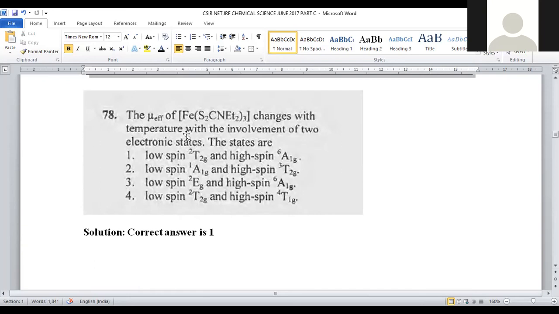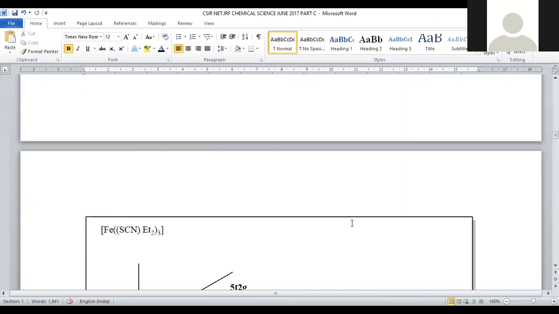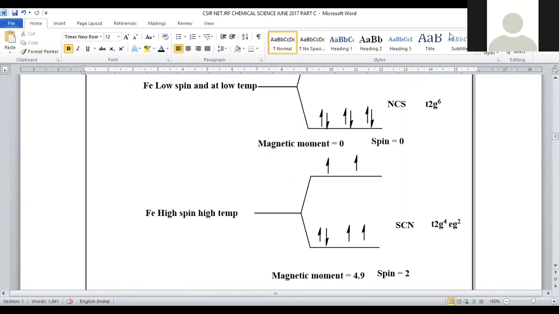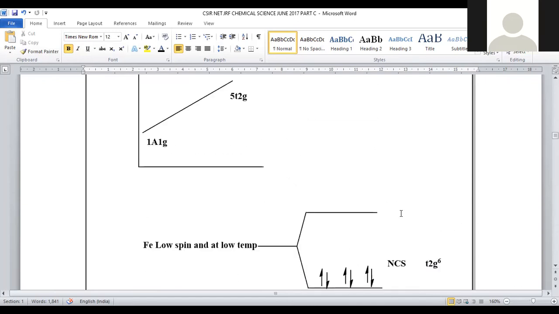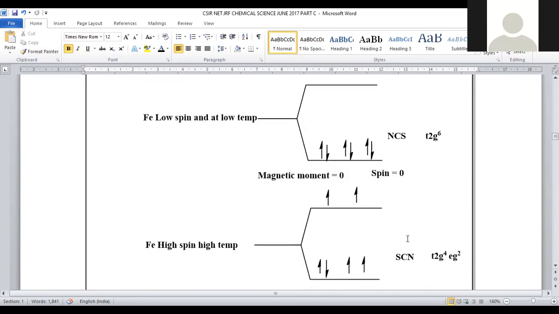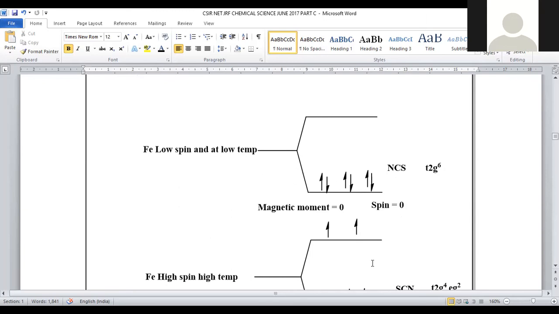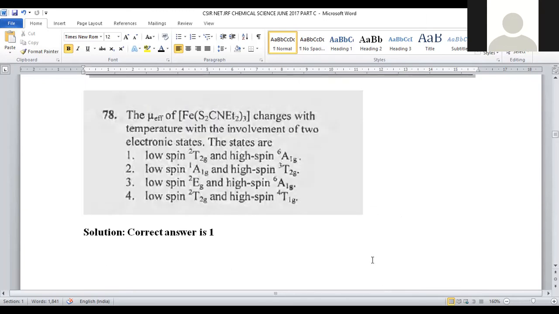They are asking why that kind of change is observed. What is the reason for the change in mu effective values here? Here, 2 factors are there. One is a temperature dependent factor. Second is a ligand linkage factor. Ligand linkage factor in the sense that here we have 2 ligands, one is NCS, second is SCN. So the ligand NCS can be linked either with nitrogen or sulfur directly, so that the linkage will be changed, and low spin high spin variation will be possible.